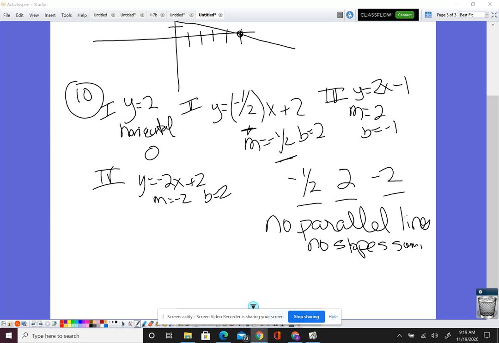And our perpendicular lines would have to be the ones that when you multiply them together, you get a negative 1. Or another way to look at it is, are there slopes that are opposite reciprocals of each other? So this is positive, the other two are negative, so that's one that's opposite of those two. The reciprocal of 2 would be 1/2. So this line and this line are perpendicular. So line number 2 and 3 are perpendicular. Does that make sense?